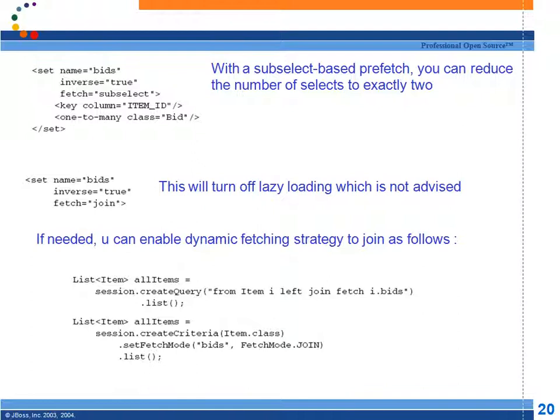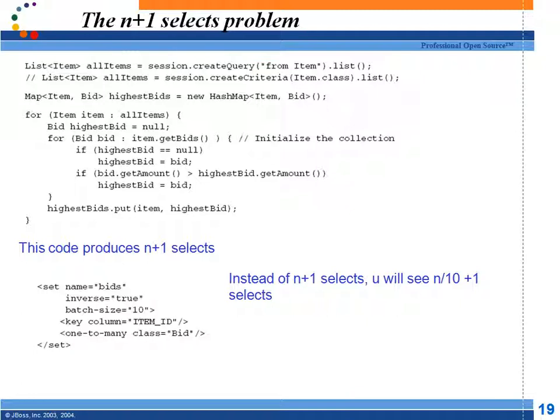What do I mean by subselect? See here, when I say from item, I will get the list of all items. Suppose I got 10 items. Okay? Whenever I try to access the first item's get bits, it will select all the bits for all the items which are retrieved here in the list, if I say fetch is equal to subselect.